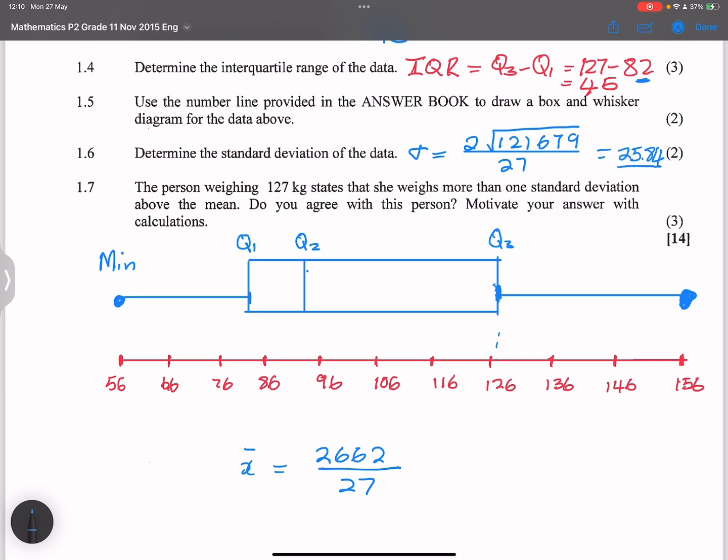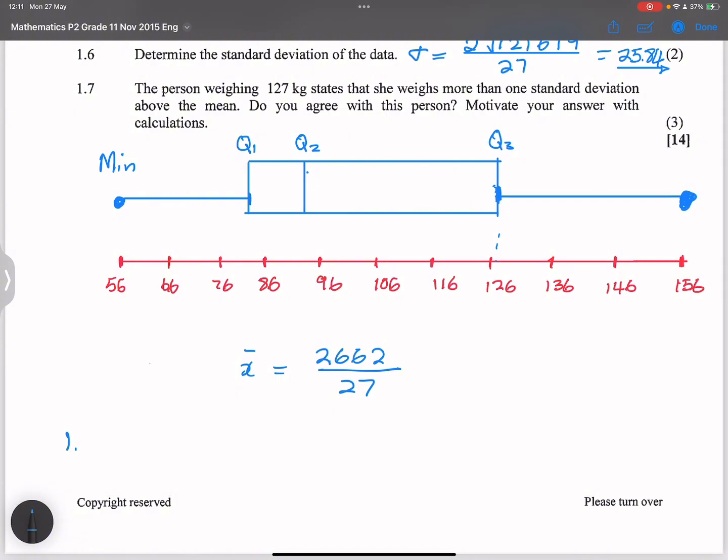25.84. Now they say the person weighing 127 kilograms states that she weighs more than one standard deviation above the mean. Do you agree with this person? Motivate your answer with the calculations. So now let's find out. For 1.7, what we need to find out is, what is one standard deviation above the mean? So we're going to take the mean plus the standard deviation.